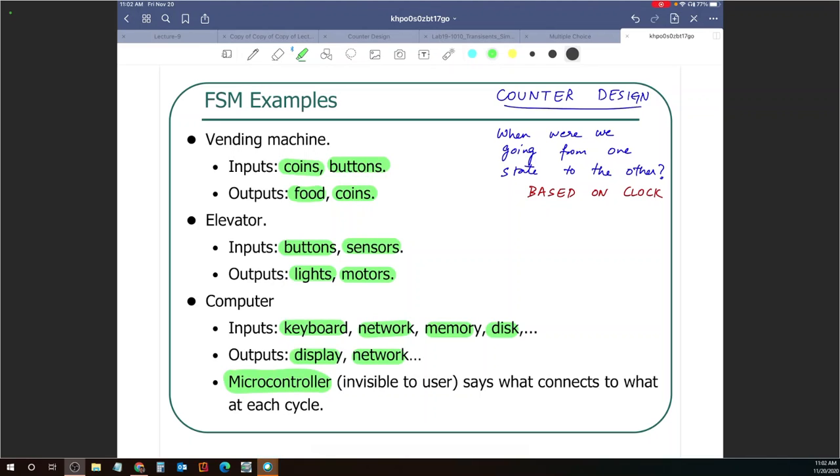They don't see what is going on in the background, which is what is making everything go from one state to the other. So we will see that computer is actually our biggest finite state machine, which is invisible to the user. So what is that? The control unit, right? The control unit of a computer is the biggest finite state machine.